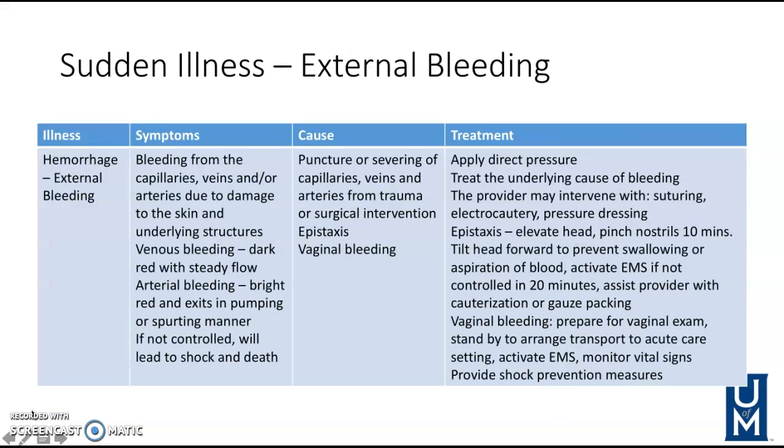Another illness may be a hemorrhage. This is when you're bleeding out, and here we're talking about an external bleed. Of course, we're going to do everything that we can to control the bleeding. We're going to try to apply direct pressure and treat the underlying cause. The provider, in this case, may be doing some suturing or pressure dressings, things like that. If it's due to epistaxis, which is a nosebleed, you're going to try elevating the head and pinching the nostrils. It really depends on where it's occurring and what's going on how you may treat that.